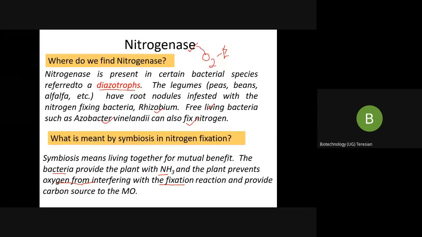So this is the mutualistic relationship. The bacteria, what it is doing, it is fixing the ammonia for the plant. That is, the nitrogen which is present in the atmosphere is fixed for the plant to carry out its biological activity like photosynthesis and whatever. How is the plant helping the bacteria? It will see that the oxygen does not interfere with the nitrogen fixation. At the same time, it also supplies the carbon sources to the microorganism. That is carbohydrates, sugars. It supplies them to the microorganism.